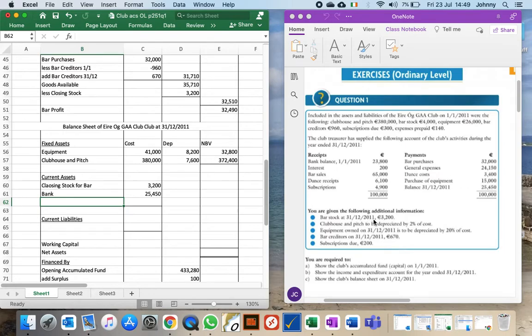Then we're looking at these. We have the bar stock. I put that in when I was doing it earlier on. We've done the depreciations. They've been put into our balance sheet there. Remember, all these adjustments, like in a trade and profit and loss question, they go somewhere twice in our answer. So we've dealt with those. We put those two as expenses, and we put them in our balance sheet. Bar creditors is 670, so that's going to be a current liability. 670. And we've got subs due, so that's money due to the club of 200.